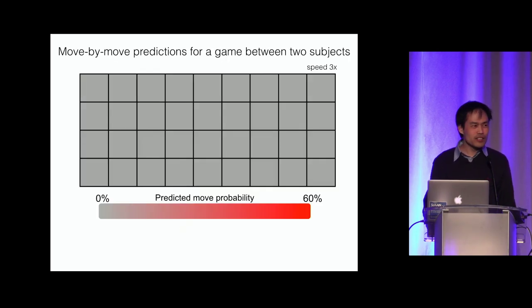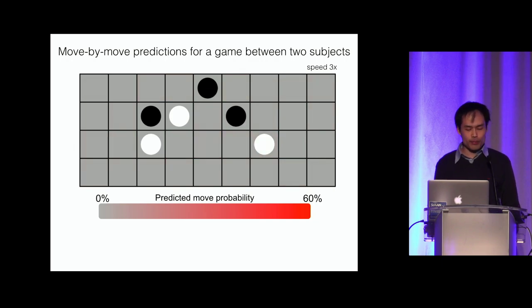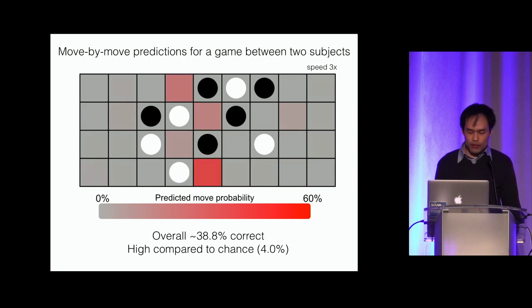So this is what you get at the end. After you fit the parameters to a single subject, or two subjects in this case, and you project these probabilities onto the board, what you see in the beginning of the game is that the model doesn't do particularly well. It's just a little bit clueless about where the person is going to move. But then as the game progresses, it more and more often predicts correctly where the person is going to move. And overall, we achieve about 39% correct, which doesn't sound that impressive, but it's still a lot higher compared to chance.